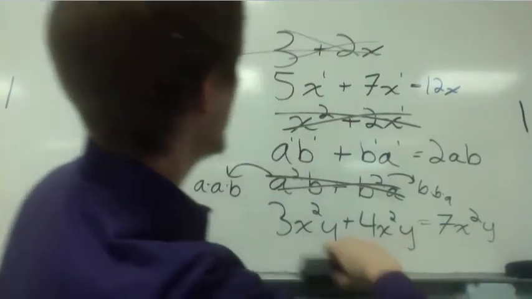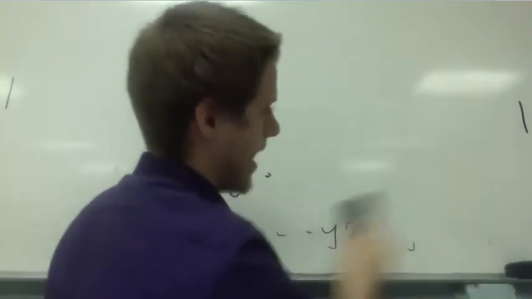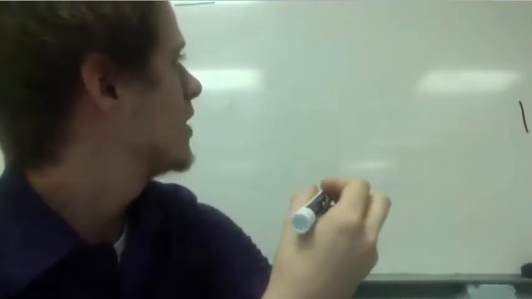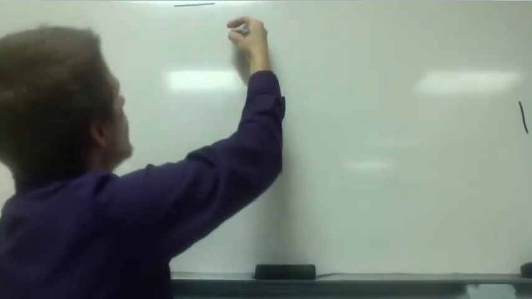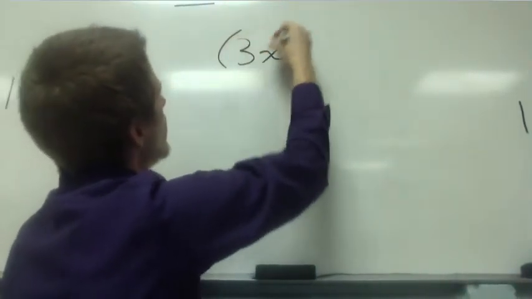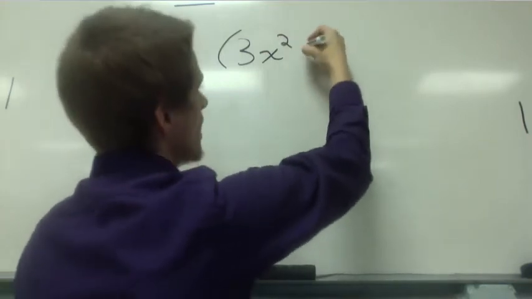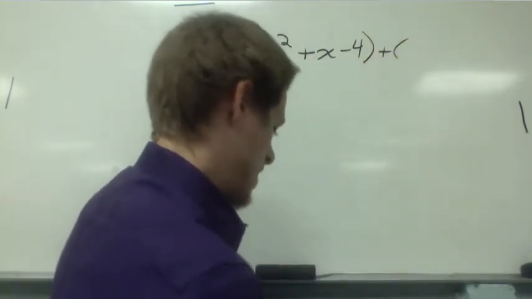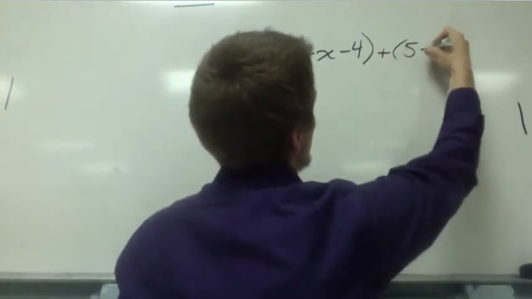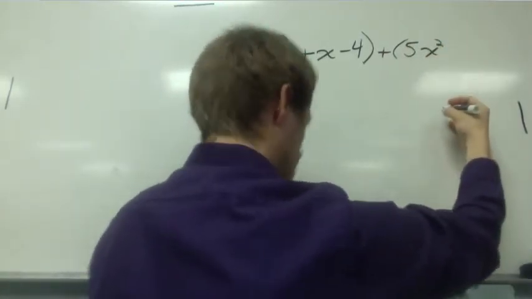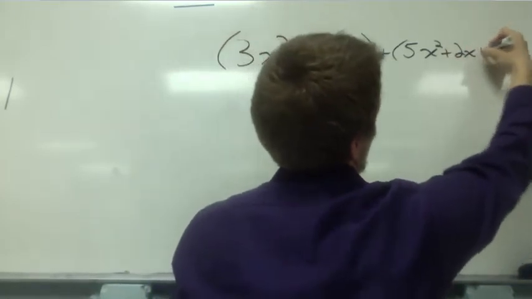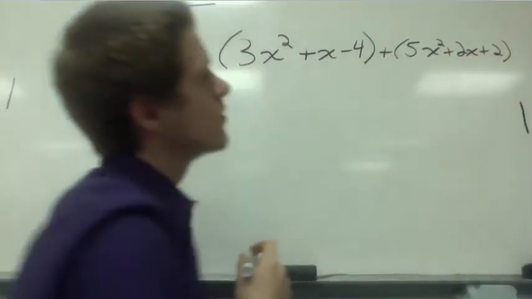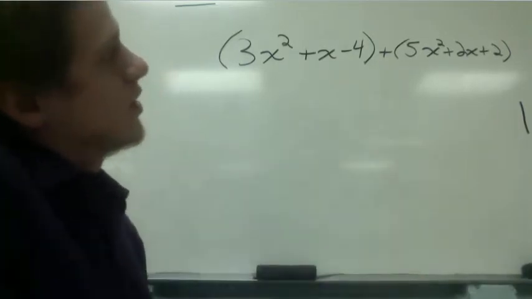Next thing I want you to look at, adding two polynomials. So let's say we've got 3x squared plus x minus 4, and we're going to add 5x squared plus 2x plus 2. So we should add those two polynomials.